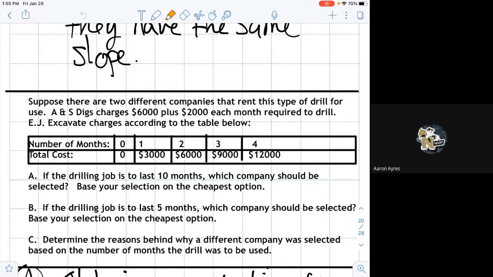Before we work problems A, B, and C, the first thing we're going to do is get an equation for each company. So I want a linear equation for A and S, and I also want a linear equation for EJ Excavate. All right. So within your groups, my suggestion is that perhaps you work close to somebody.